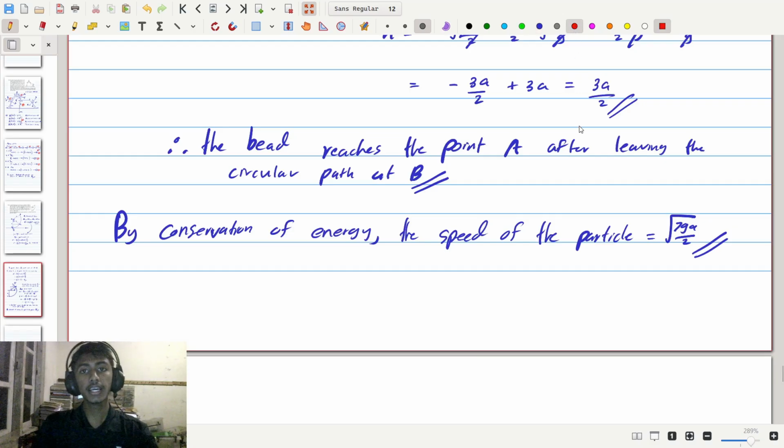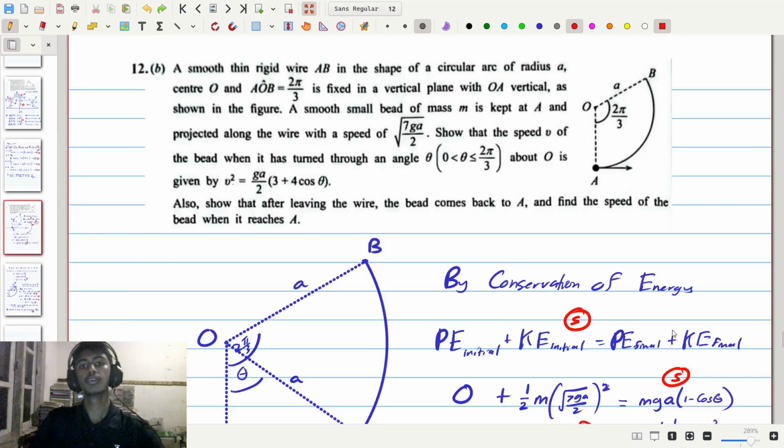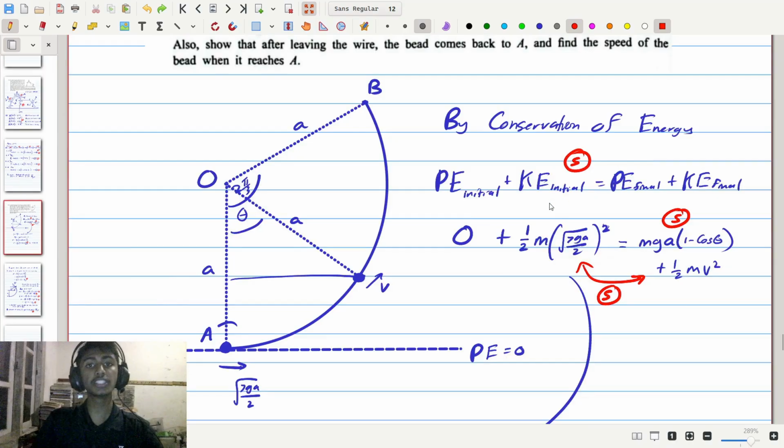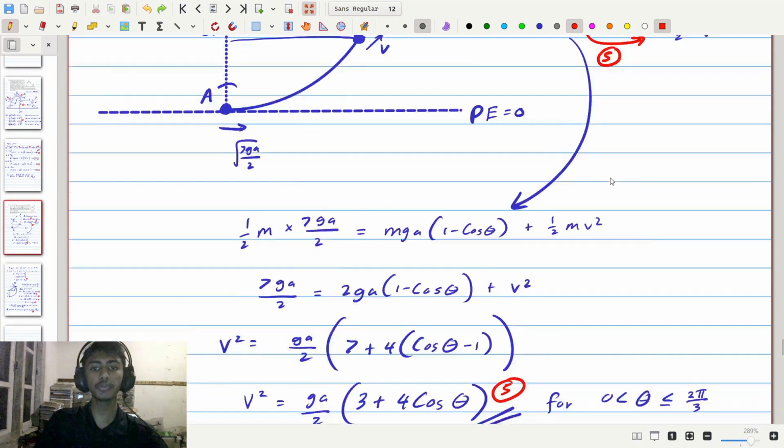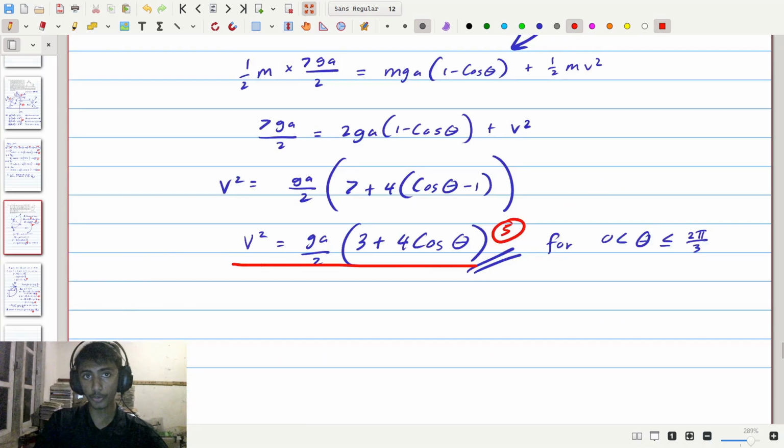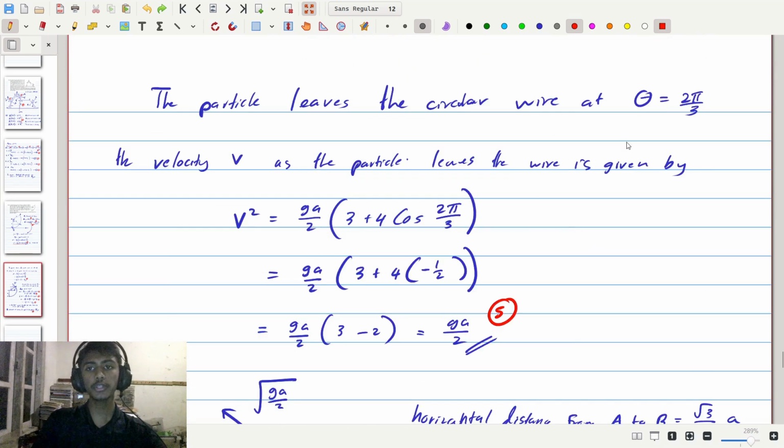Now finally, let's consider the marks awarded for this question. At the start, when you apply conservation of energy, writing down the equation like this gets you 5 marks, substituting in the two kinetic energies gets you 5 marks, and substituting the potential energy gets you another 5 marks. Now from this, when you simplify down and you get the answer given in the question, you get another 5 marks. In the next part of the question, when you figure out that the bead is going to leave the wire at theta is equal to 2 pi by 3 radians, and then you substitute and get that v squared is equal to ga over 2, you get 5 marks.